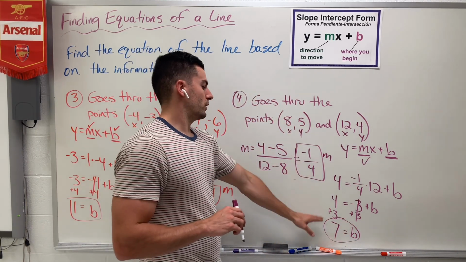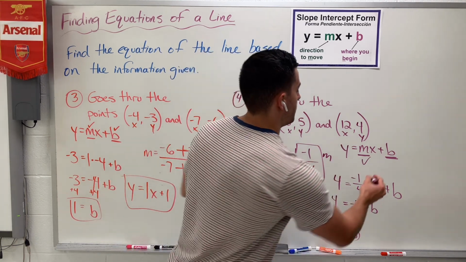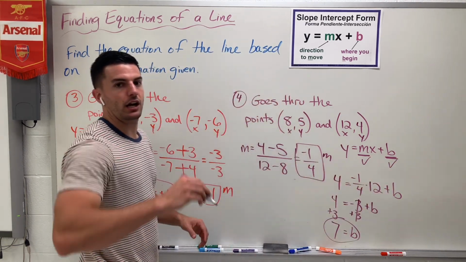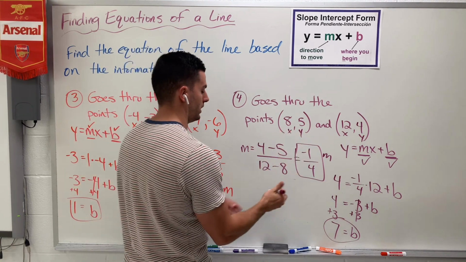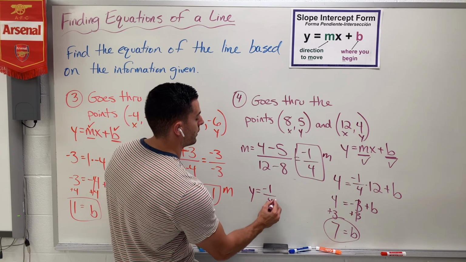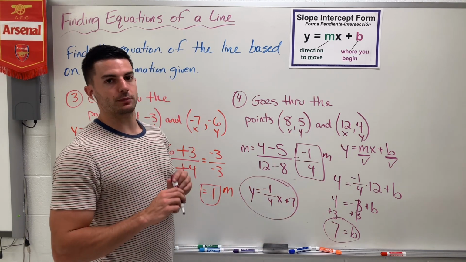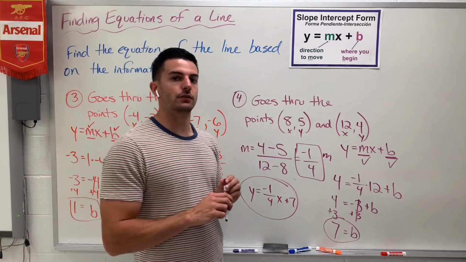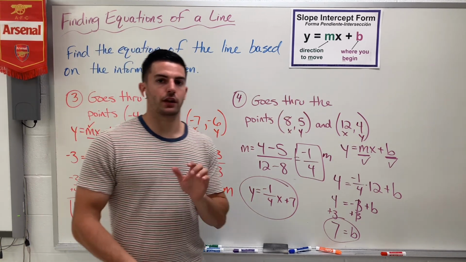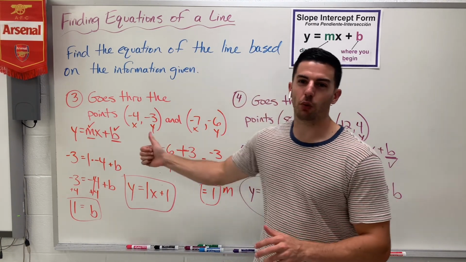So -1/4 is m, and 7 is b. I found both pieces of my puzzle, and now my final answer is just putting it all together in the equation. So y equals -1/4 x plus 7 is my slope-intercept equation of this mystery line. So that is the dealio. That is finding the equations of lines when you're just given two points.